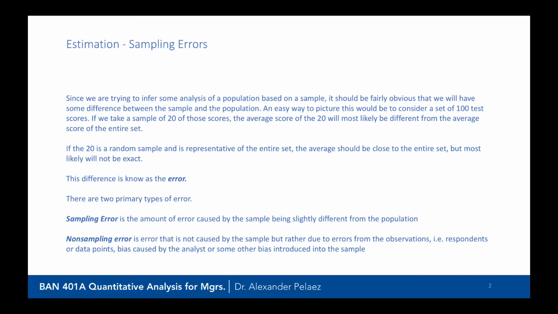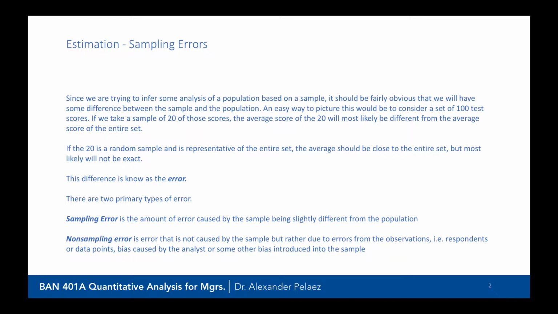Because we're doing estimation and we're creating samples, it's pretty obvious that we're going to have some difference between the sample and our population. An easy way to think about this might be to consider that we have 100 test scores and we sample 20 of them. The average test score in that sample might be different than the average test score of the entire 100 that we had in our population.